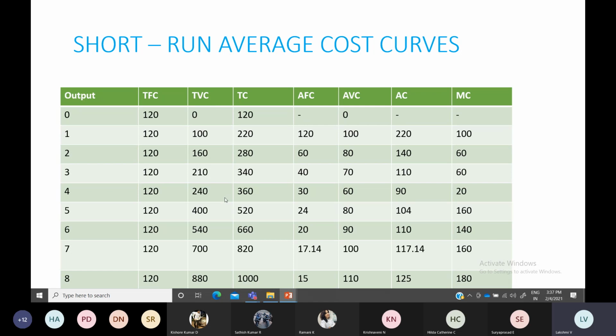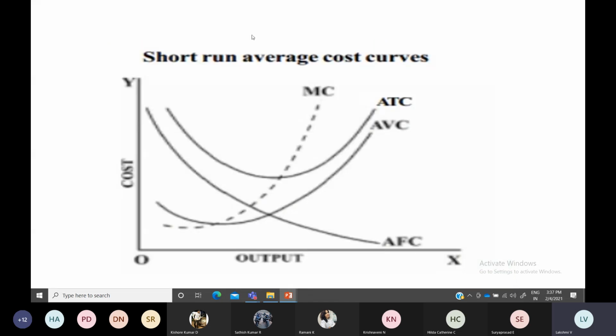Now, how to draw the graph for this? So this is the short run average cost curve. You will have the short run average cost curve and the long run average cost curve, SAC and LAC. This is the chart for that. On the x-axis you will take the output, and on the y-axis you will take the cost. Now for average cost, you take average fixed cost, average variable cost, average total cost, and along with that marginal cost in the chart.